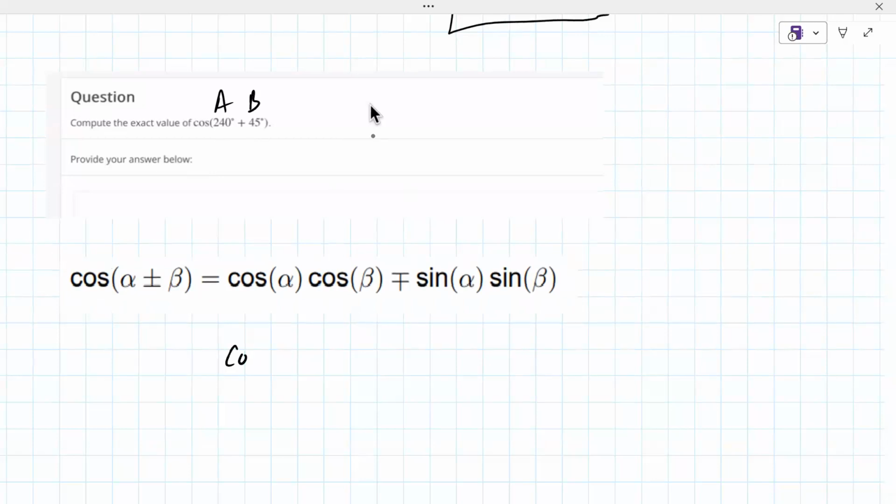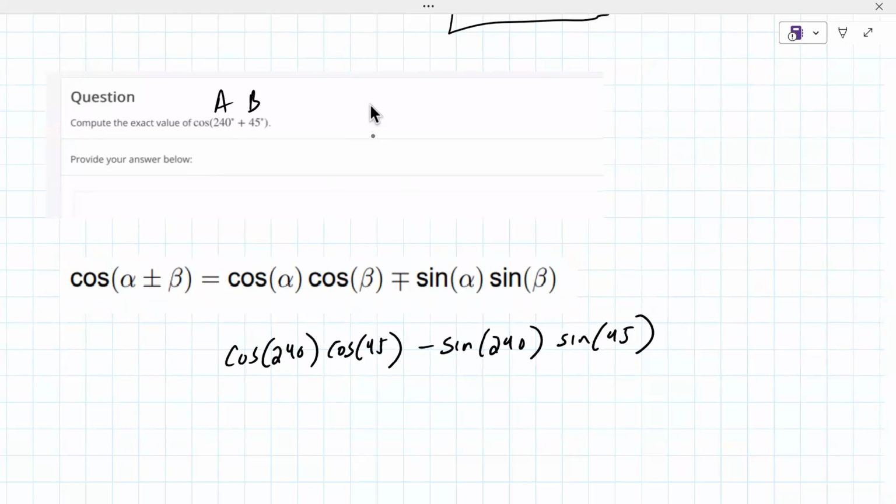So it becomes cosine 240, cosine 45 minus sine 240, sine 45. And so then these ones, you just multiply them, right? Yeah, we'll do that now. And so you're gonna have unit circles, so we'll just look these up.